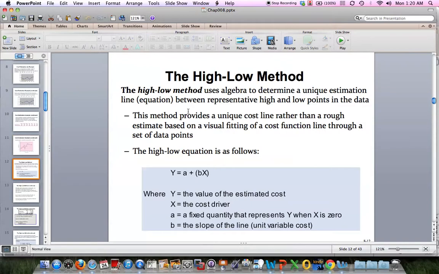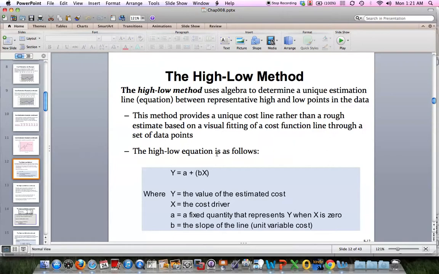So the high-low method then is using algebra to determine a unique estimation between the high point in the data and the low point in the data. It provides a unique cost line rather than a rough estimate, because previously he just kind of looked at every month and goes, okay, my high point was almost 23.5, my low point was 22.5. It's fairly safe to assume that August will be that range. But he wants a better data point than just a $1,000 range. He wants a better number to be able to predict maintenance cost for August.